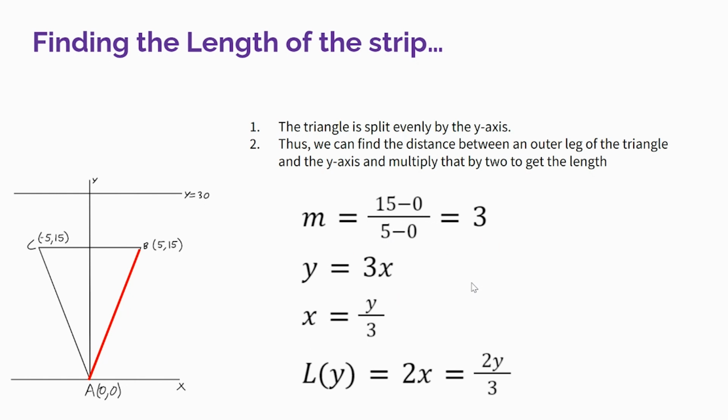Now, dividing by 3, we just get that x is equal to y over 3. And if we are given any y, we can now find the distance between that corresponding point in y between the line and the y-axis, and that'll help us find the length, or L of y, once we multiply that value by 2, which is why L of y equals 2x, or 2y over 3.